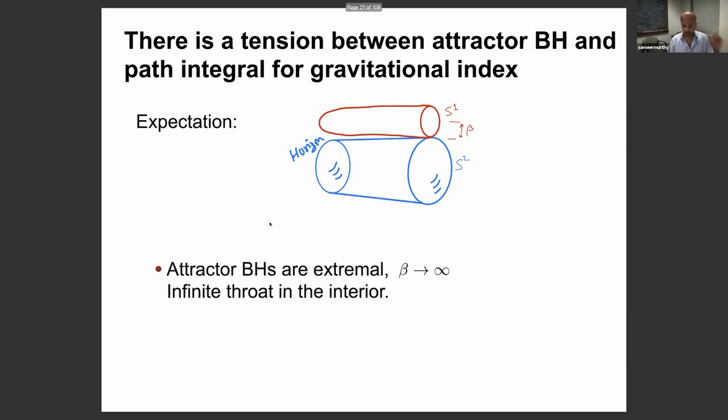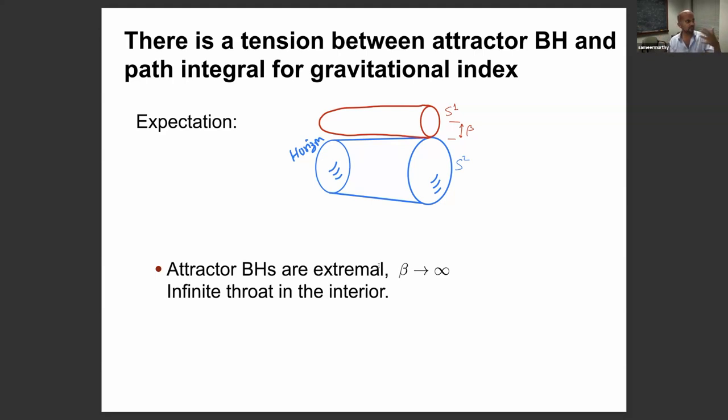However, the attractor black holes are extremal. The two horizons, the inner and outer horizon, are on top of each other. So beta goes to infinity. So the size of the Euclidean circle is infinite. And that's why the tube also goes all the way into infinity. So into the interior, it extends infinitely. All right? So it's an infinite throat in the interior. And one way to say it is that that gives rise to an infinite action even after subtracting the background of your theory. For example, flat space. Okay? And therefore, it doesn't contribute.